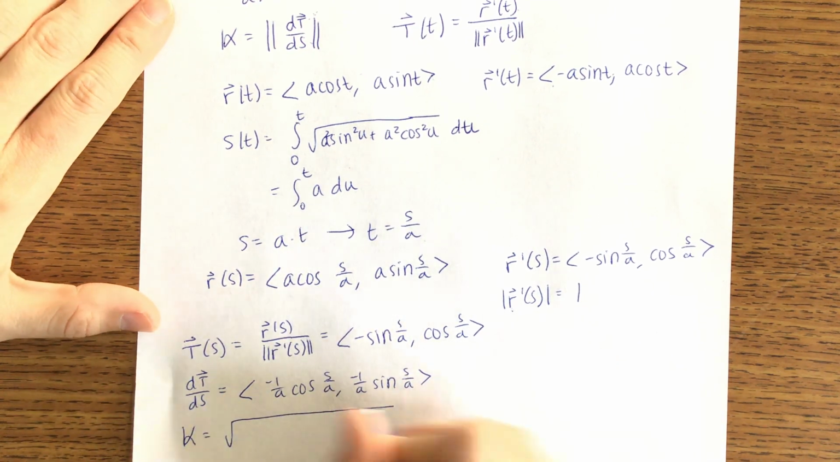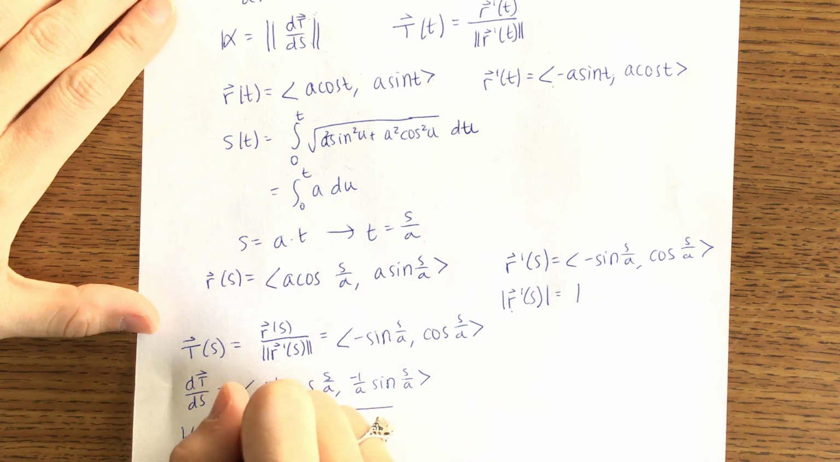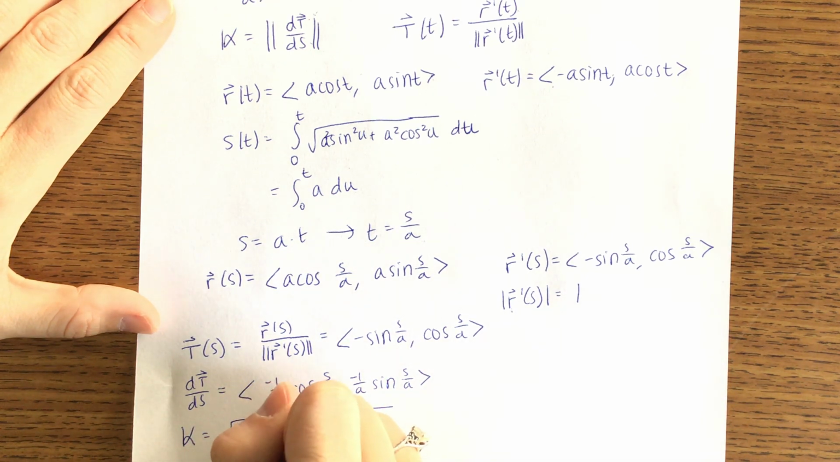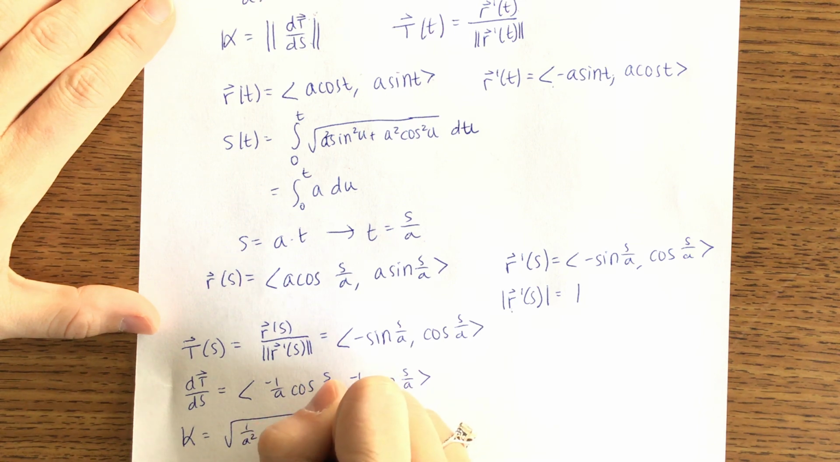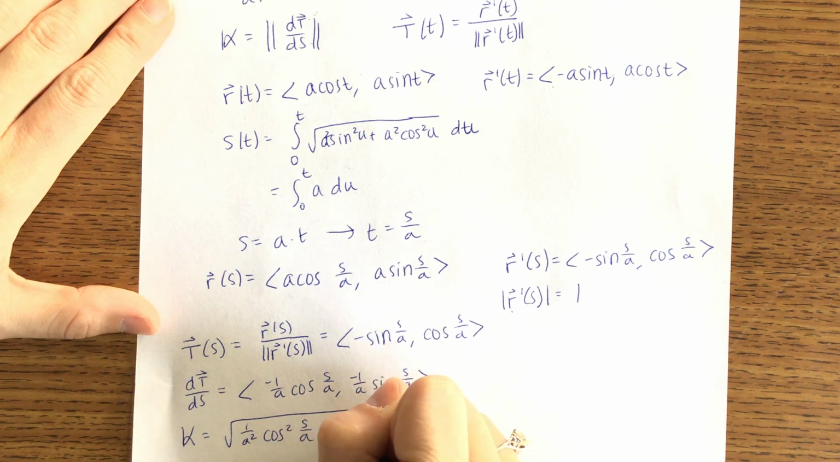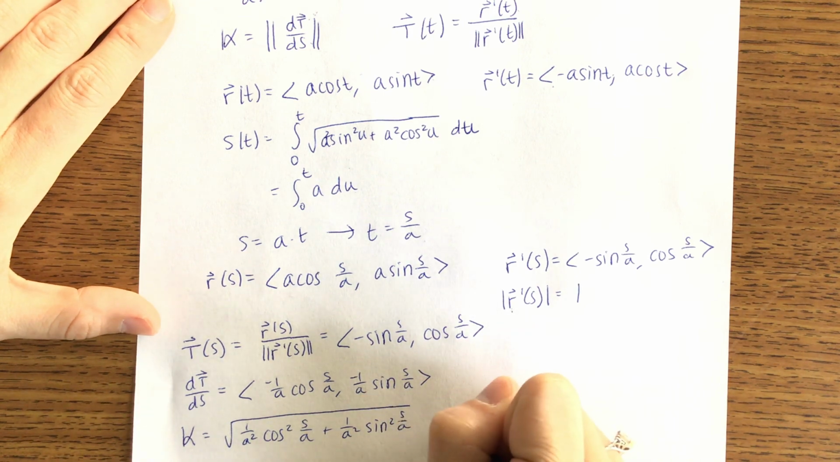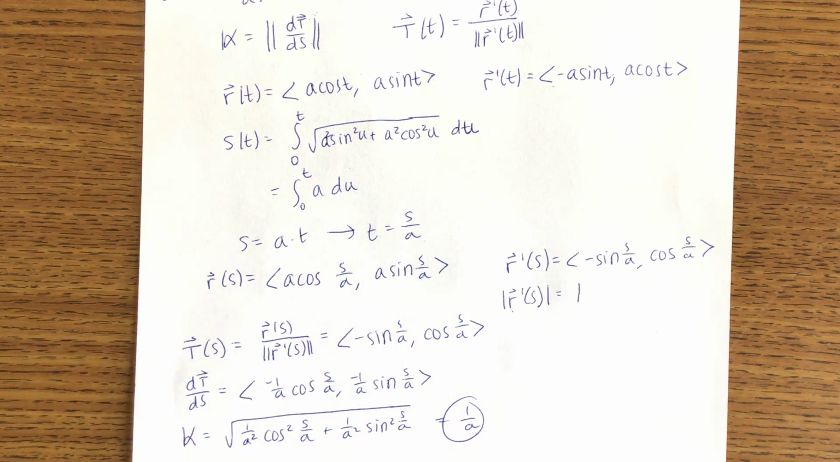Last thing is we need to find the norm of this. So we end up with 1 over a squared cosine squared of S over a plus 1 over a squared sine squared of S over a. Hopefully you can see that that ends up being 1 over a, which we already knew is what we were going to get.